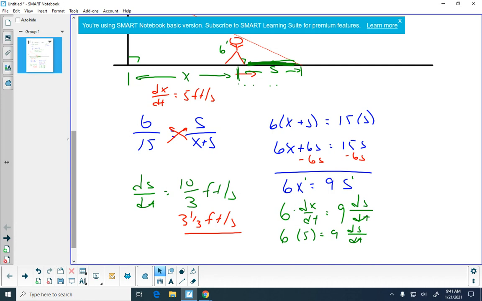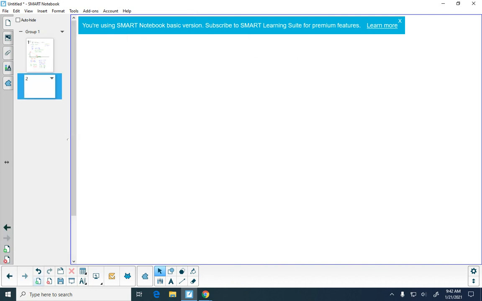If we take a look at problem number 20, we'll sort of work through this together. You have a baseball diamond that is a square with sides of 90 feet. A batter hits the ball and runs towards first base at a rate of 24 feet per second. At what rate is the distance from second base decreasing when he is halfway to first base? So we've got a rectangle or a square.